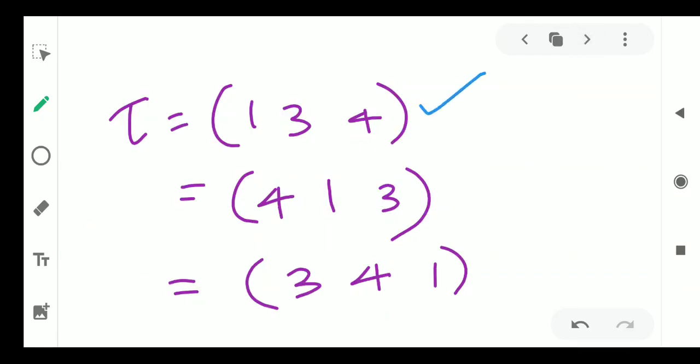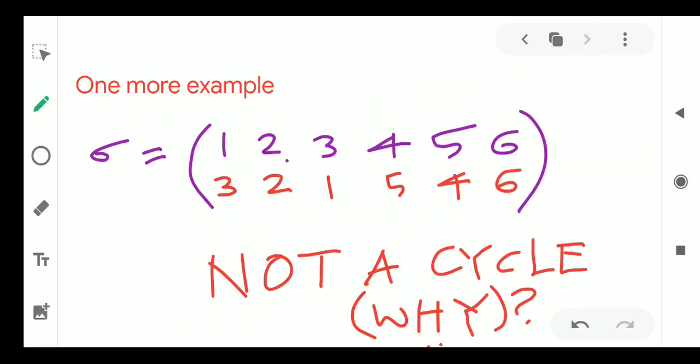We'll have more examples in the next video. Anyhow, for the time being, we'll stop here. And okay, one more example. So this is sigma.